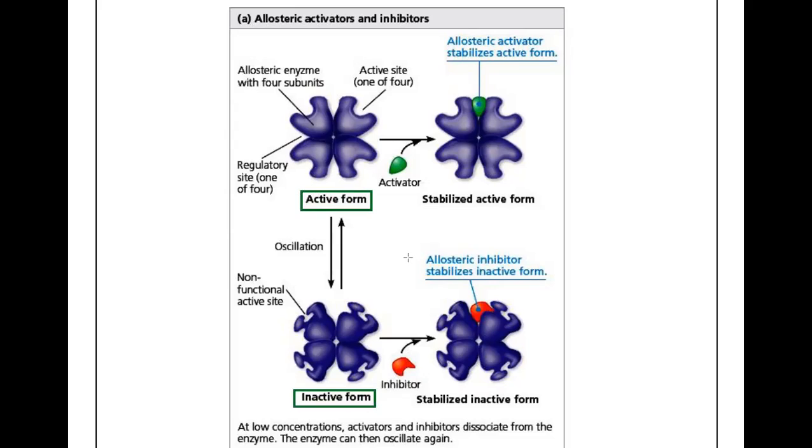Inactive form. 2 forms. How many forms? 2 forms are there. What are the 2 forms? Active and inactive form.